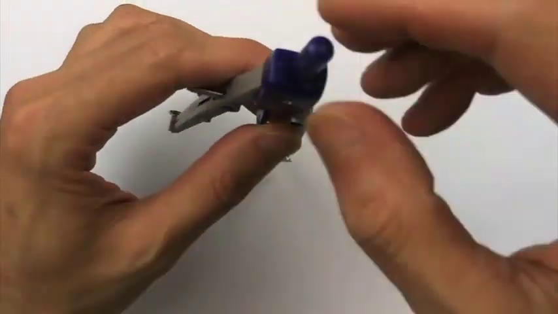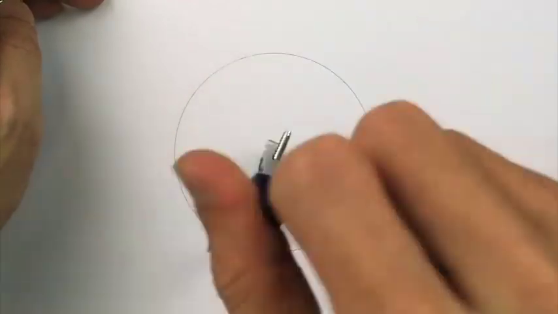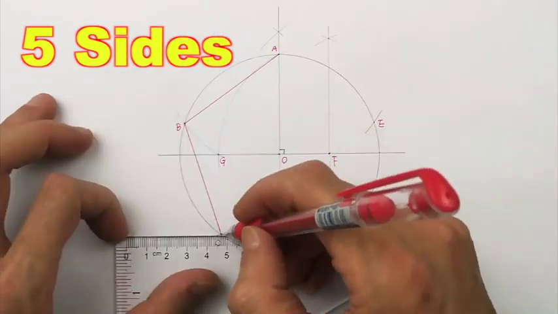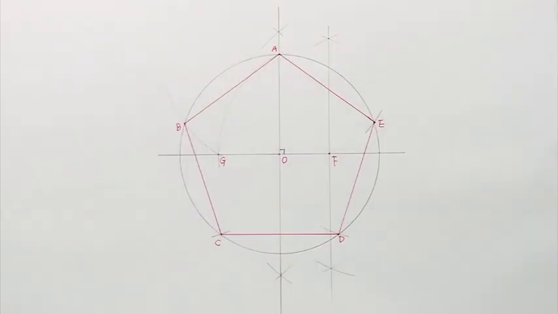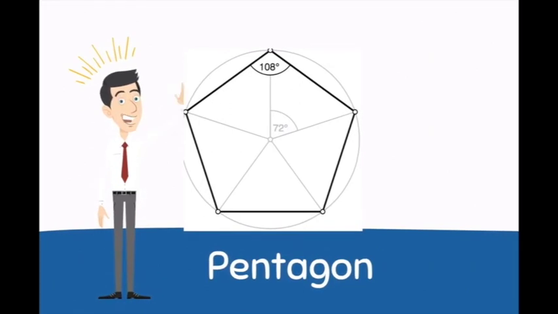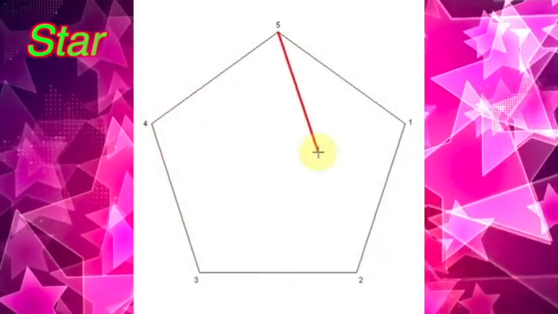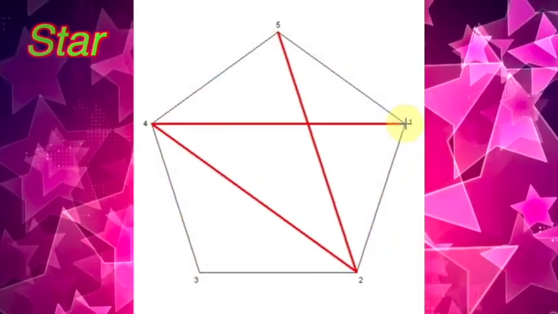First, we draw a circle. Then, we cut it into 5 equal parts. Notice the 5 sides. This shape is called a pentagon. We can use a pentagon to draw a star too.